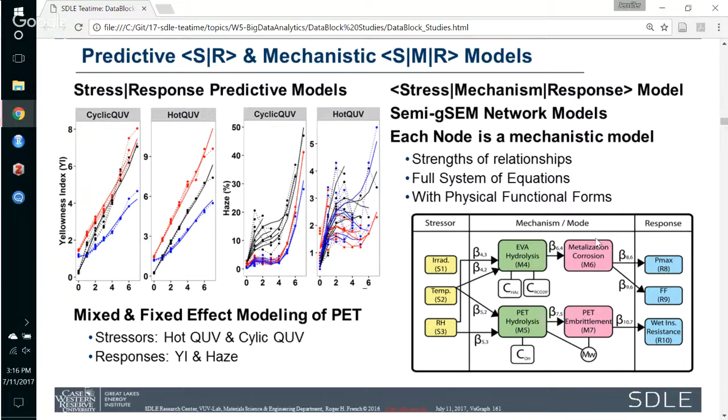So by incorporating this mechanism, mode response, we're able to measure the hydrolysis of EVA through perhaps Raman spectroscopy. So we get a mechanistic measurement here. We can get a mechanistic measurement of the metallization corrosion through the series resistance of the module, and therefore we can build a stress mechanism response that tells us that relative humidity causes EVA hydrolysis, which causes the release of acetic acid, which causes corrosion of the metal, which then causes degradation of our maximum power point. And therefore, instead of saying relative humidity is bad, we can say what's really bad is EVA hydrolyzing inside our module. We should consider a material besides EVA.